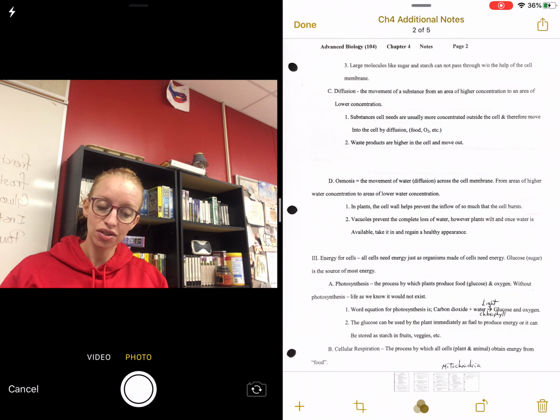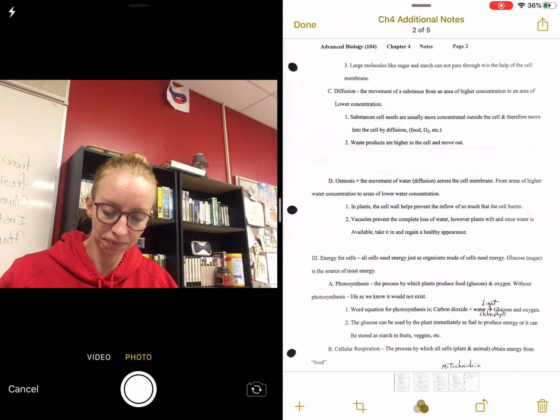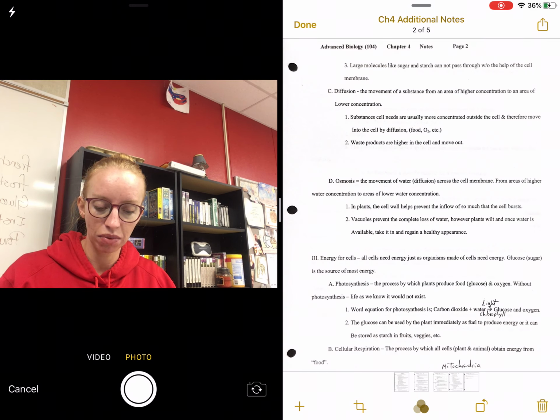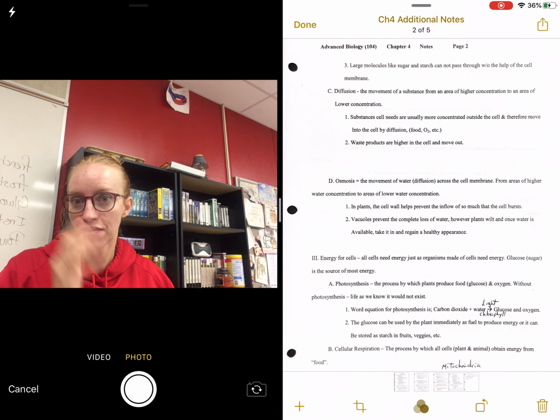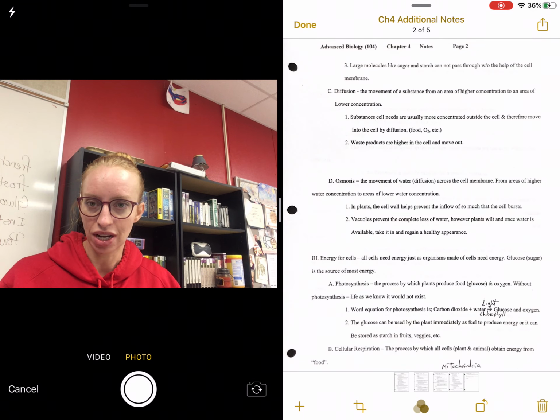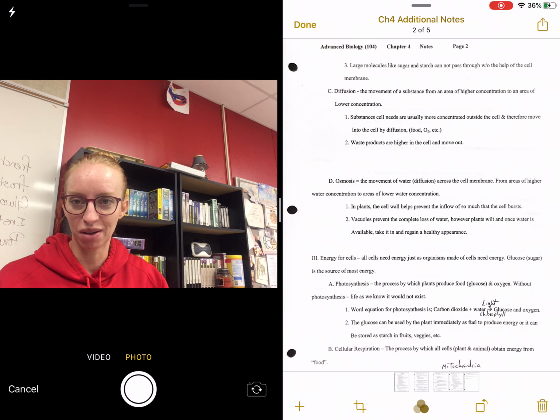All cells need energy, just as organisms made of food need energy. Glucose, or sugar, is the source of most energy. Plants can make their own glucose, but without the photosynthesis they do to make their own sugar, life wouldn't exist. We wouldn't exist, because they have to change that light energy into chemical energy, and then they also have to break it down, but we have to get it from them to break it down.